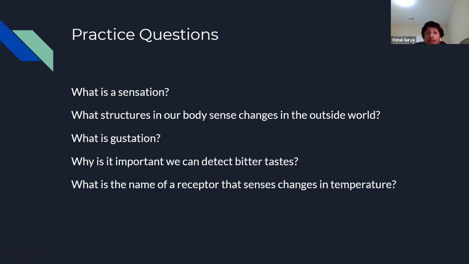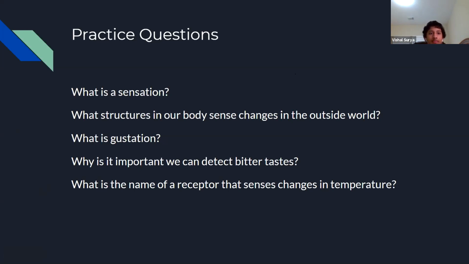So, what is a sensation? That's just what we feel, all of that. And it's actually that we're aware of. It goes to our brain. What structures in our body sense the changes in the outside world? The second one is a receptor. The receptors, if you remember, sense the changes in the outside world.